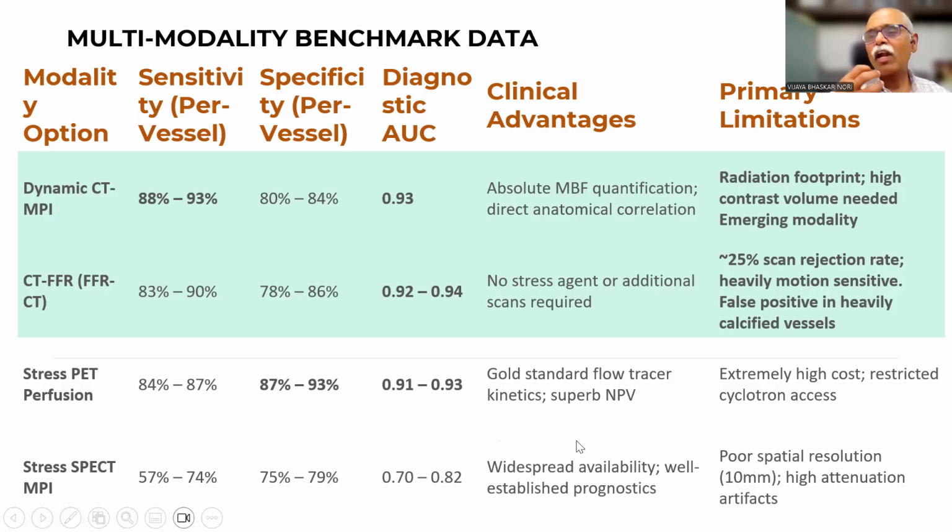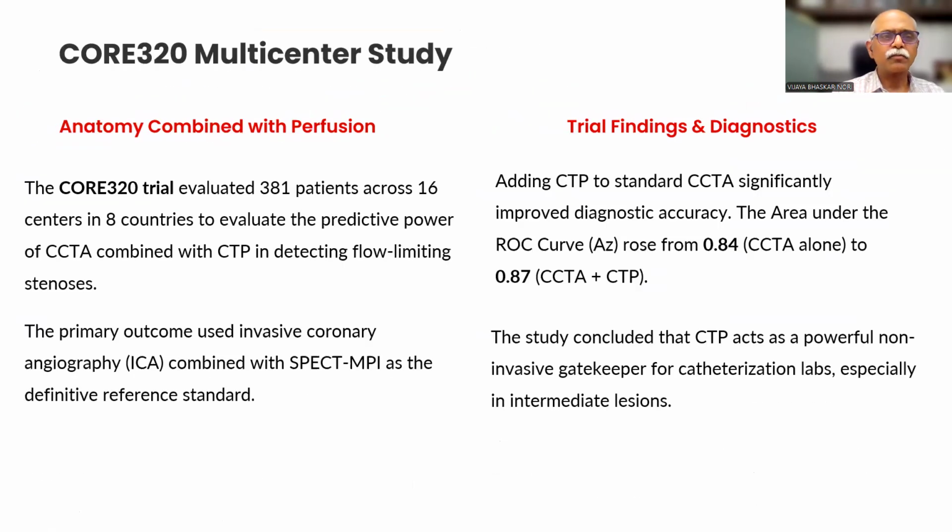So CT myocardial perfusion as of today is going to be very useful, especially when third generation scanners or 16 centimeter scanners are available. It is the modality of choice available to us which can give direct myocardial blood flow and estimation of significant stenosis. The CORE320 multicenter study tells us that by adding CT myocardial perfusion to CTCA, the accuracy improves by 2.87.